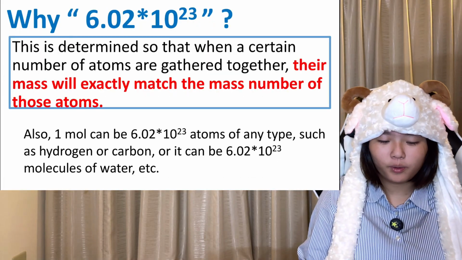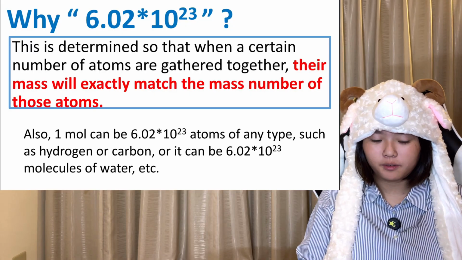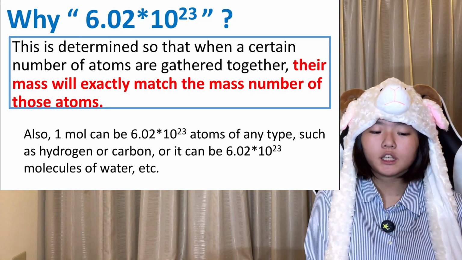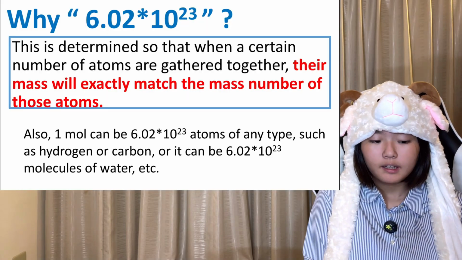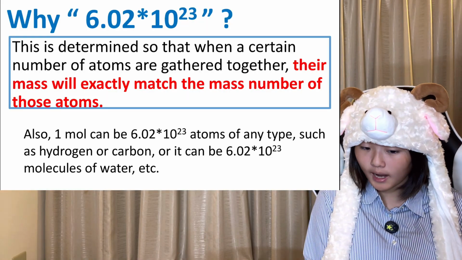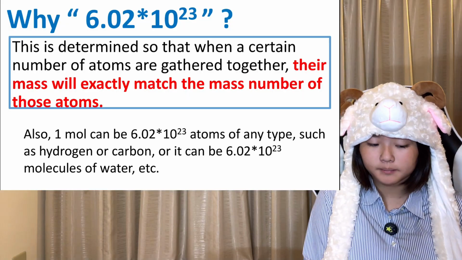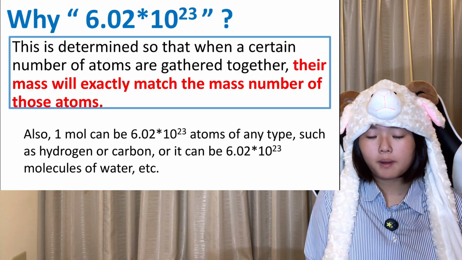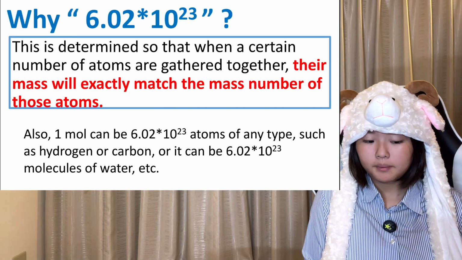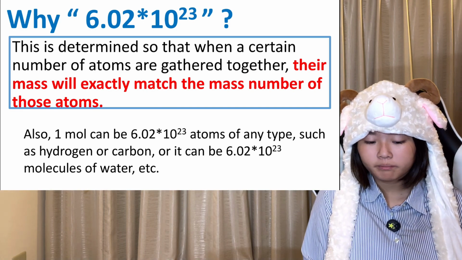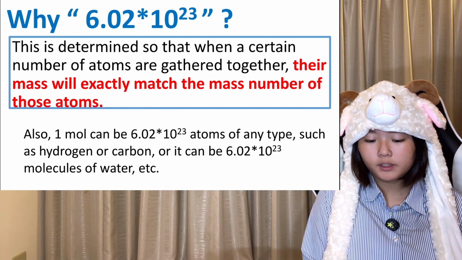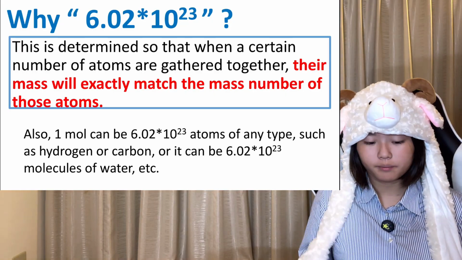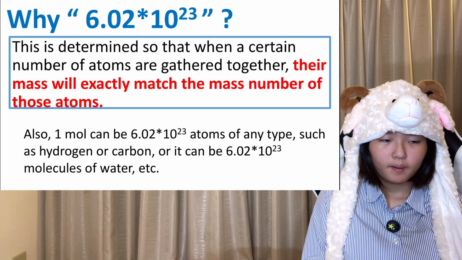Why 6.02 times 10 to the power of 23? It's so random. But this is determined so that when a certain number of atoms are gathered together, their mass will exactly match the mass number of these atoms. Also, 1 mole can be 6.02 times 10 to the power of 23 atoms of any type, such as hydrogen or carbon. Or it can be 6.02 times 10 to the power of 23 molecules of water, and more.